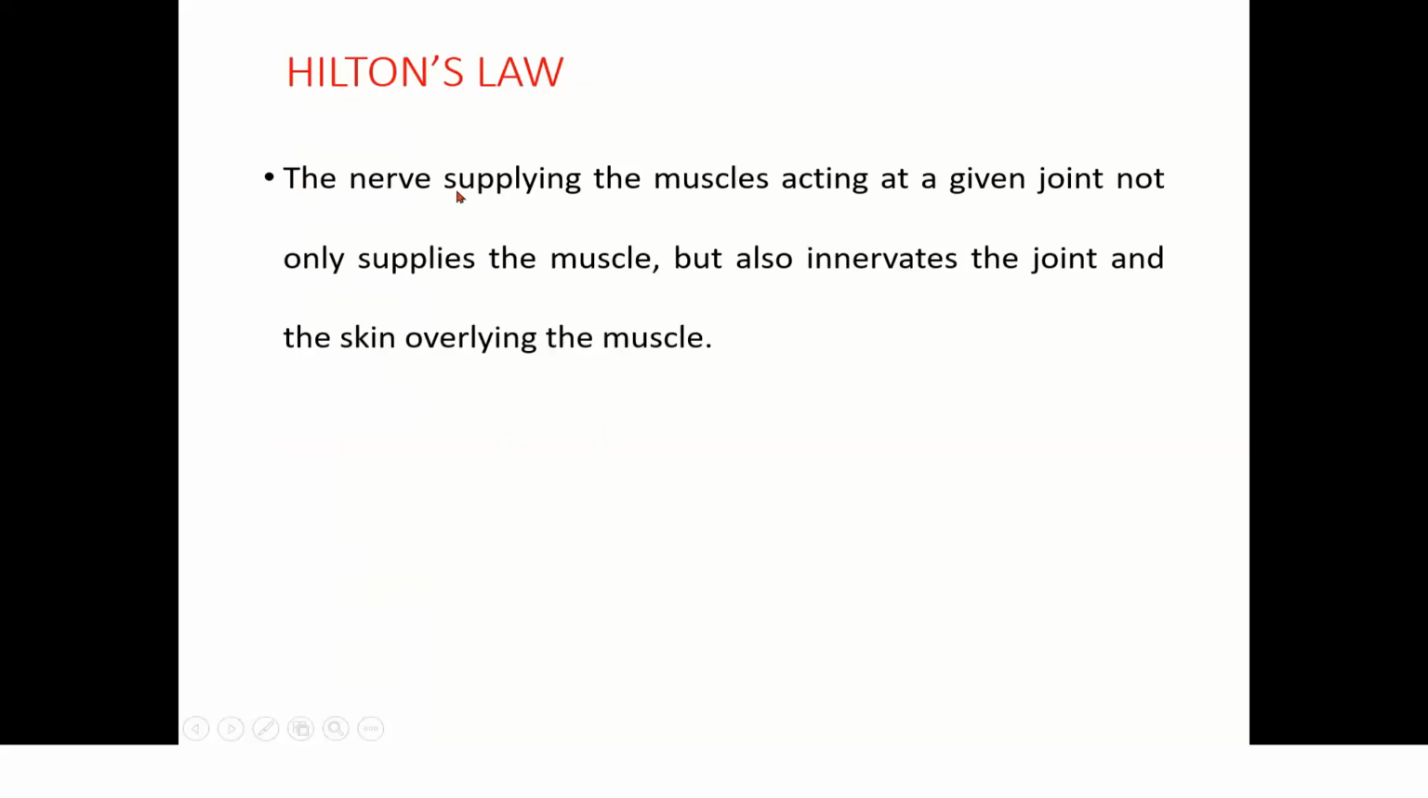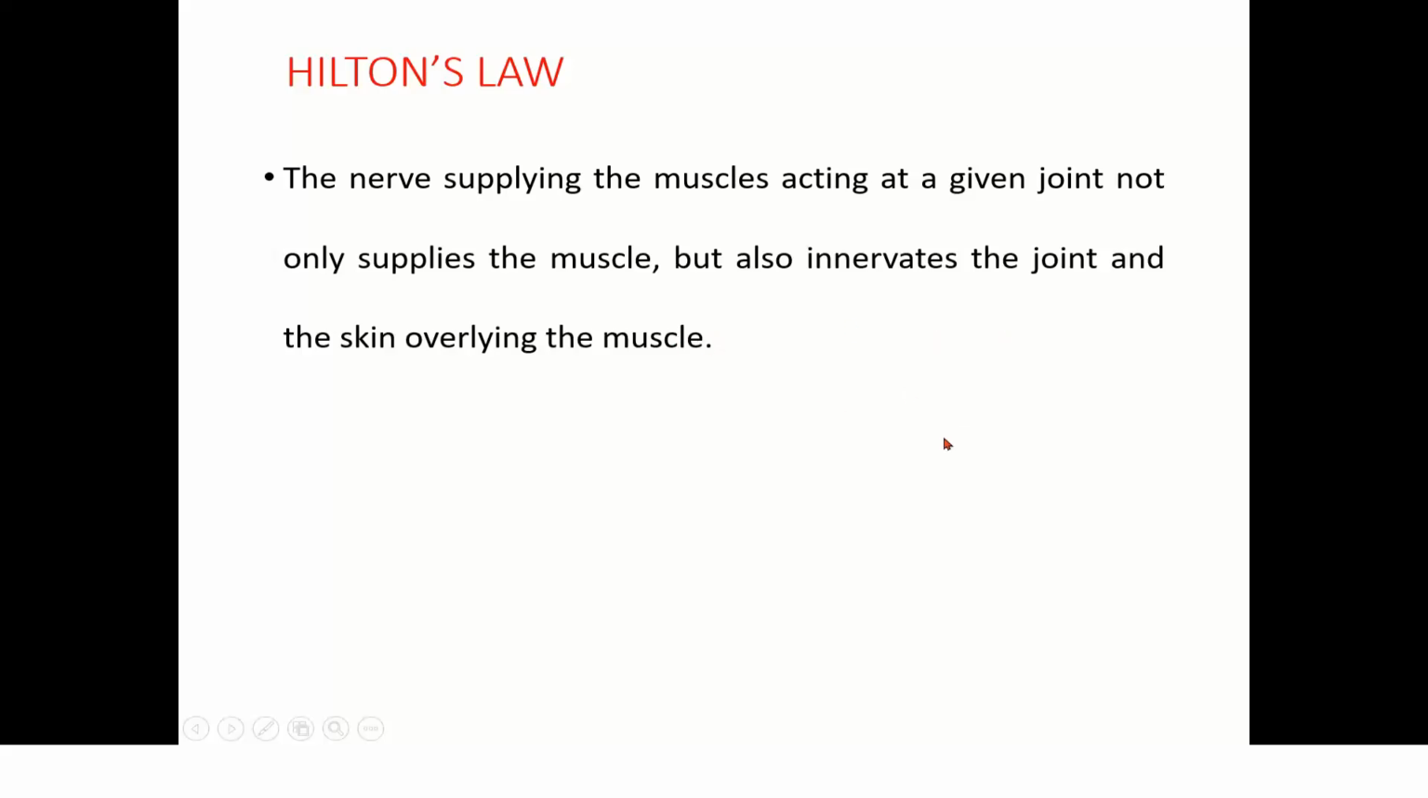So Hilton's law, the most important, you have to remember. You can give 10 stars for this. Suppose whenever we fall or slip, if there is any injury, the joint will be kept in the most comfortable position. How is it being held in the most comfortable position? Because the nerve which supplies the muscles acting at a given joint not only supplies the muscles but also innervates the joint and also the skin overlying the muscle.